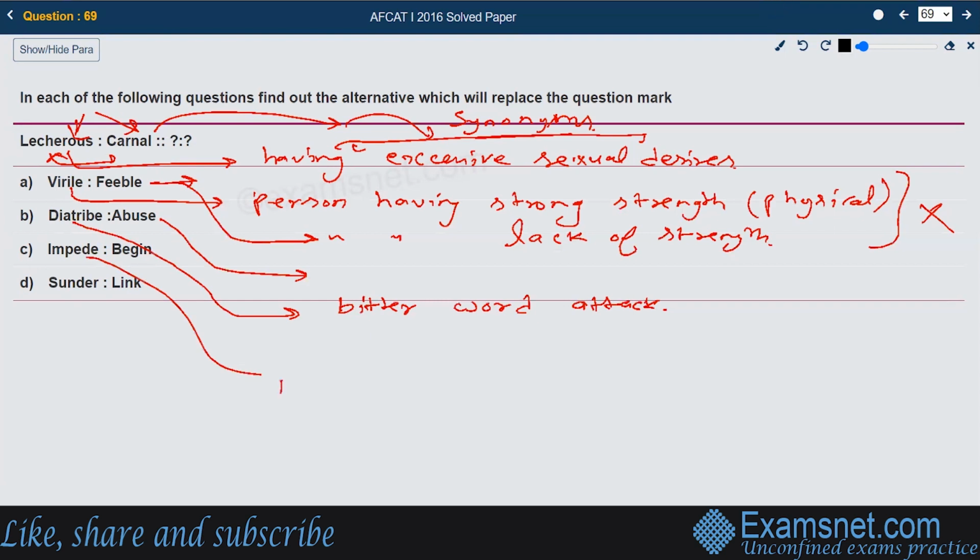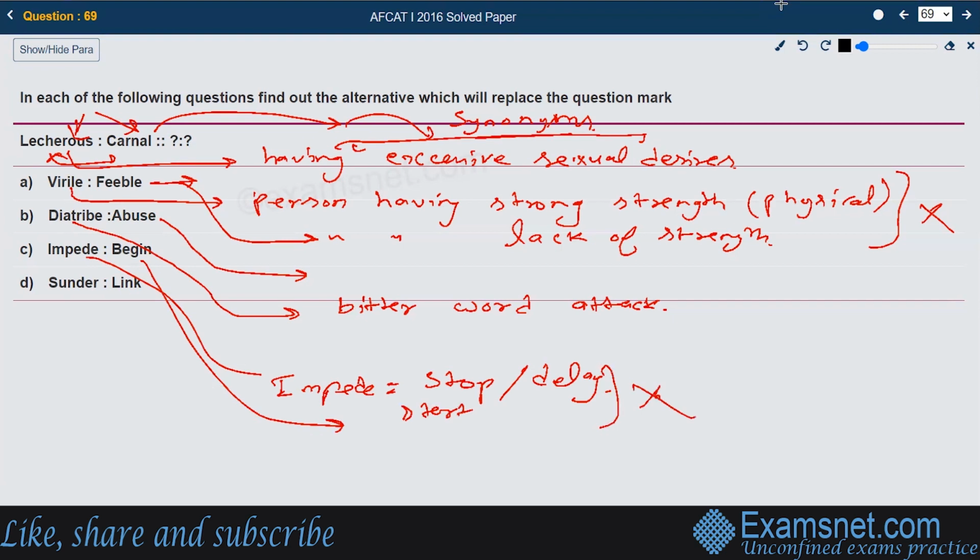Impair. The word impair means to stop something or cause delay to something. What is begin? Begin is obviously to start something. So they seem to be the opposite of each other. So this cannot be the right answer. The next word is sunder. The word sunder means to split apart something, to separate something. The word link means to join something. So they seem to be opposite of each other. So this is also not the right answer.